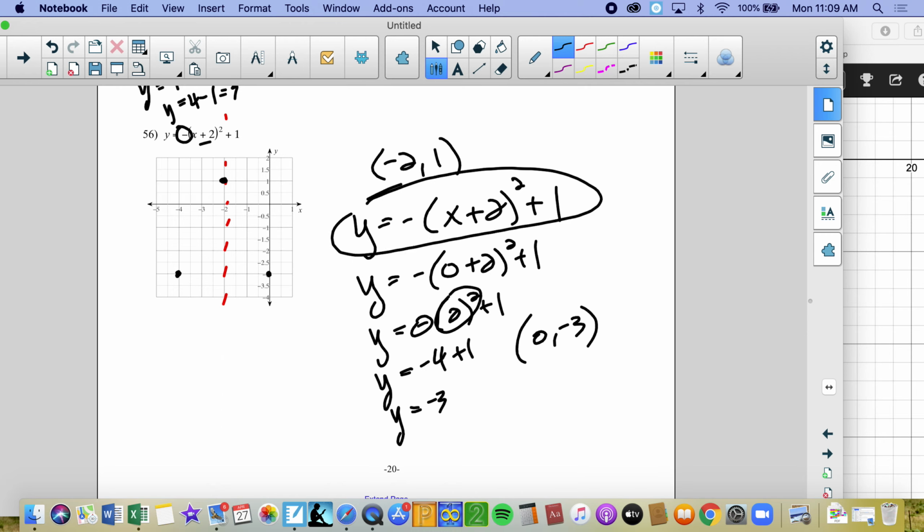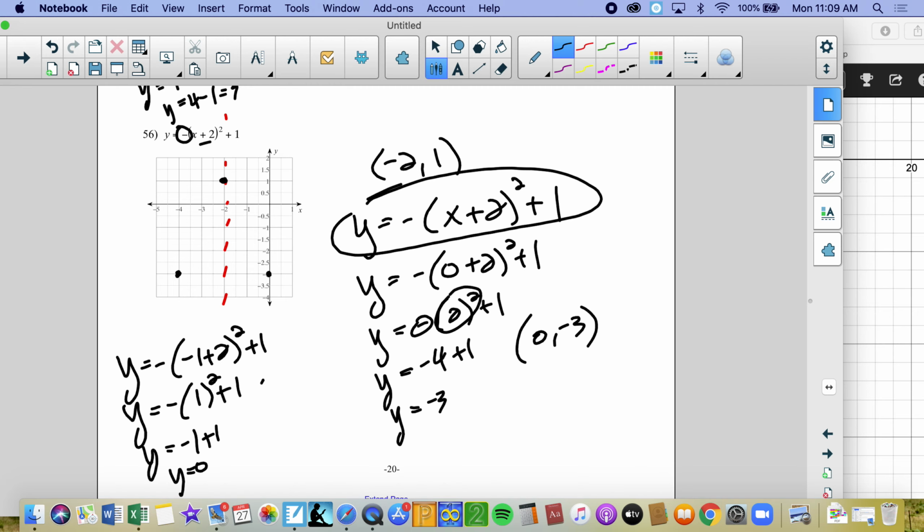So if I plug in negative 1 plus 2, quantity squared plus 1. Negative 1 plus 2 is 1. 1 squared is 1. So my y value is 0. When I plug in negative 1, I get 0. Negative 1, 0. And then its mirror point is going to be 1 away from the axis of symmetry. And those just happen to be the x-intercepts. I think that's it.